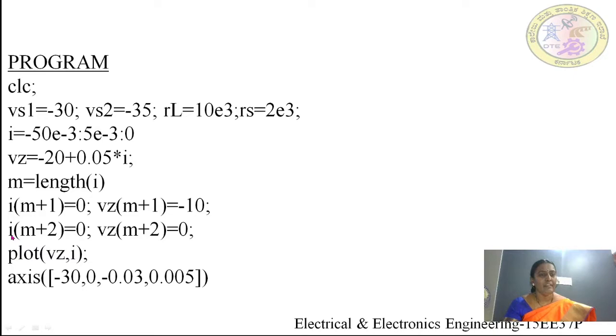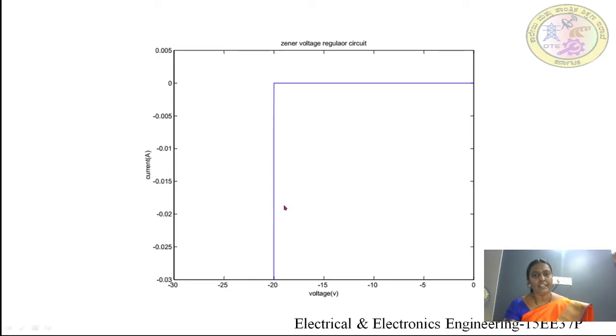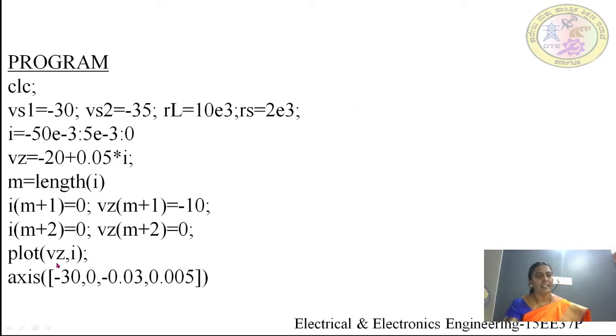Next, when I is equal to M plus 2, we are incrementing the value of I, that is M plus 2 is equal to 0. In that case, Vz of M plus 2 is also equal to 0. In that case, what are we getting? We are getting Vz is equal to 0, I is also equal to 0. This completes the path.